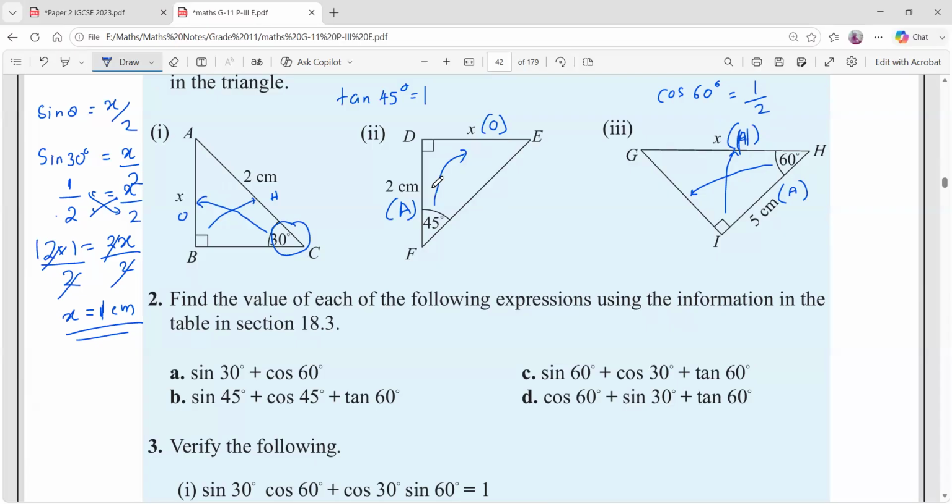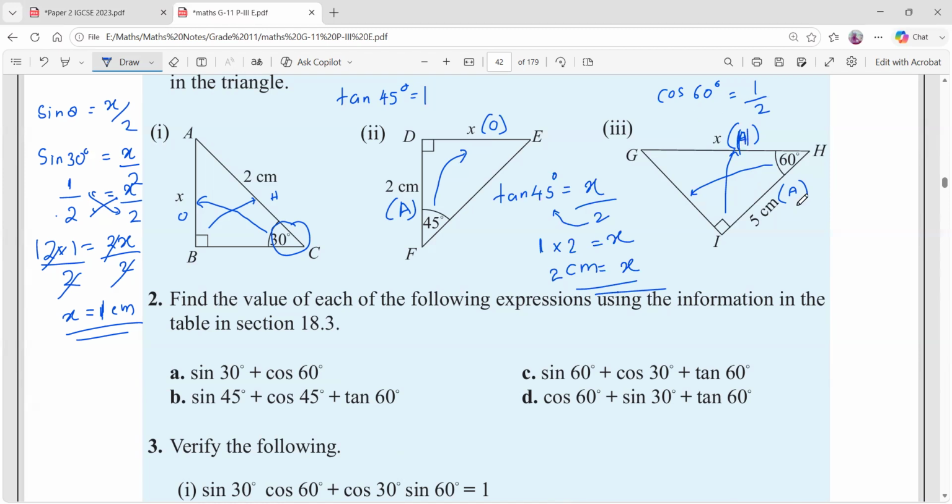Here tan. How to write? Tan 45 is, what is there? Opposite over adjacent. Opposite is what? X. X over 2. What is tan 45 actually? Tan 45 is 1. This divide 2 goes to other side, it becomes what? Multiplication 2 is equal to x. X is equal to 1 into 2 is what? 2 centimeters. X is equal to 2 centimeters. Clear? Like that here can you find?